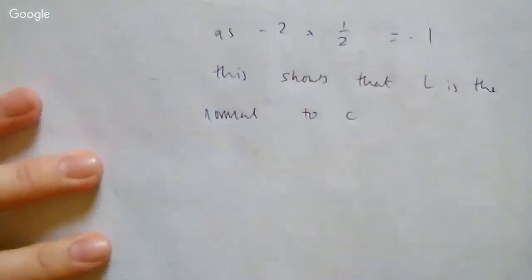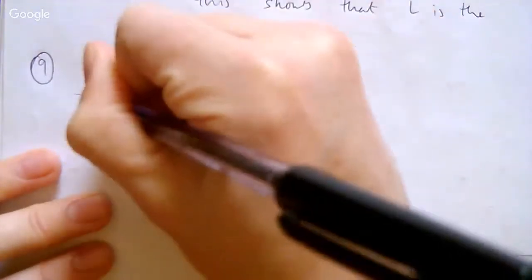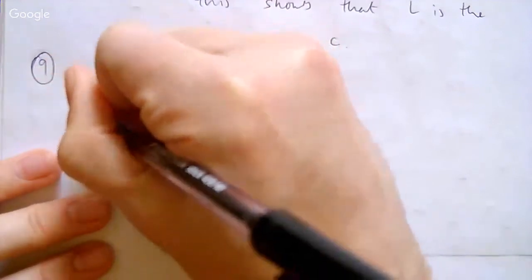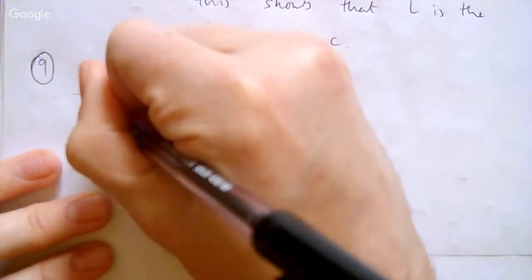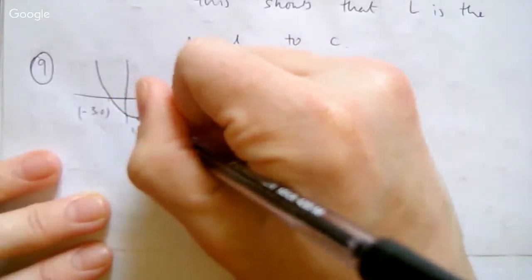Question 9. Transformations of graphs are usually pretty straightforward. So we've got this graph here. I'll draw the original. So here's the original graph. We've got something coming around like that, and we've got minus 3, 0 there, and we've got 5, 0 there, and we know this minimum point here is 1, minus 4.